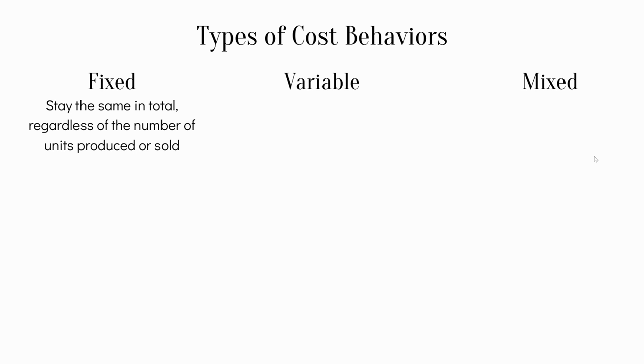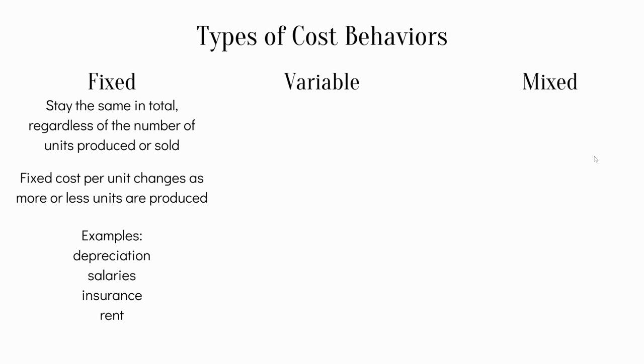Fixed costs are going to stay the same in total, regardless of the number of units produced or sold. Fixed cost per unit will change as more or less units are produced. Examples of fixed costs include things like depreciation, salaries, insurance, and rent.